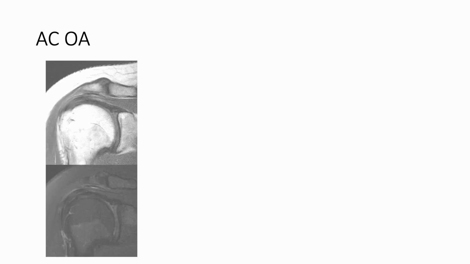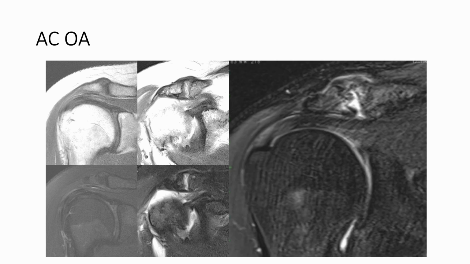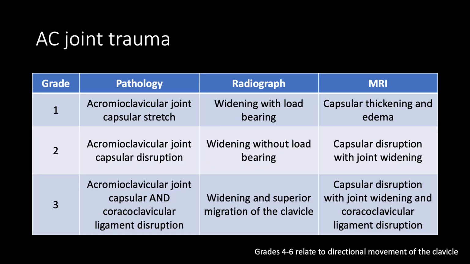So this is early ACOA. This is sort of mild with a little bit of fluid and edema, and this is more moderate to severe AC joint osteoarthritis. Okay, so it's just showing you a progression from mild to moderate and advanced.